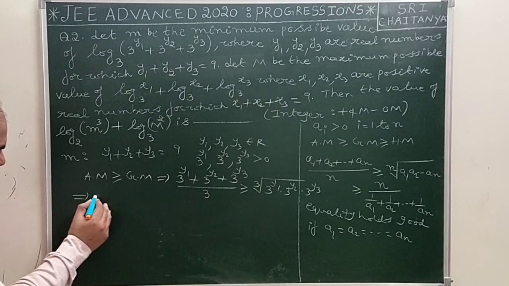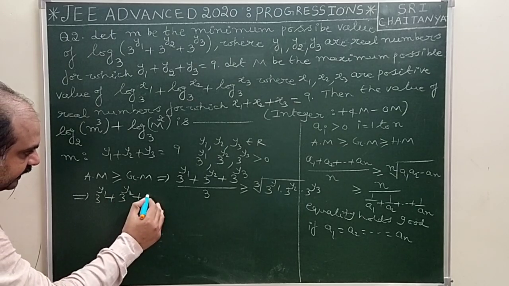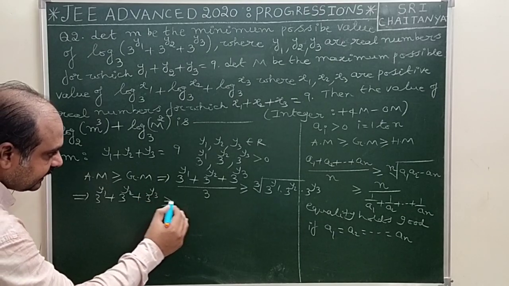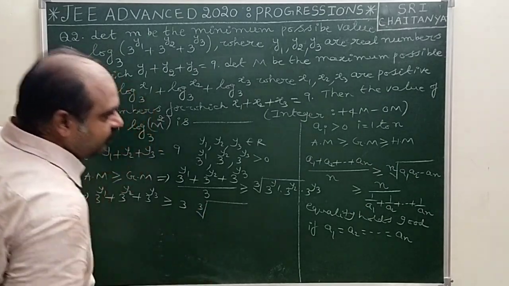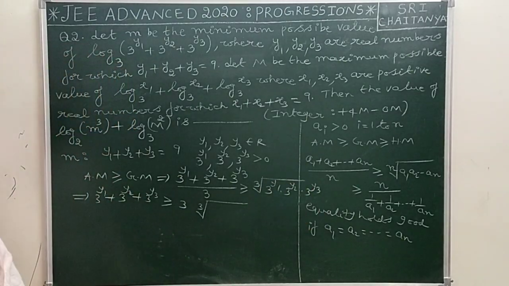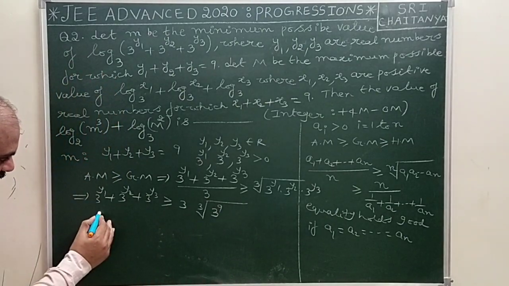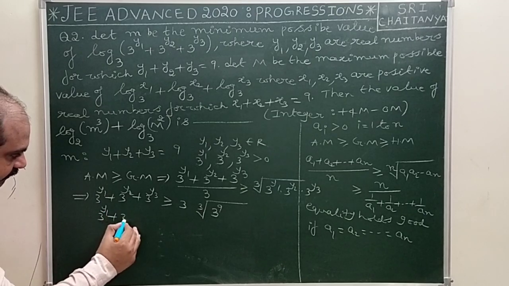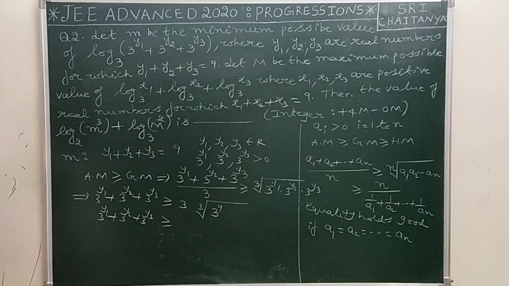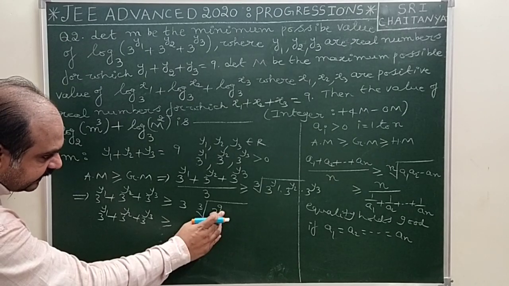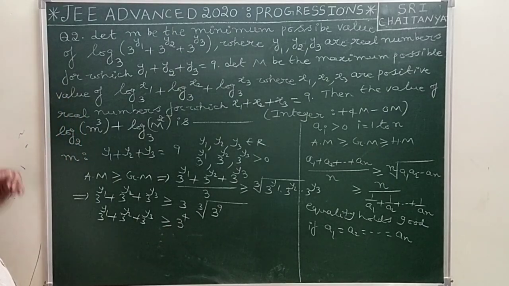Now I will calculate the minimum value of 3^y1 + 3^y2 + 3^y3, which is greater than or equal to 3 times the cube root of 3^(y1+y2+y3), that is nothing but 3^9. So you will get 3^y1 + 3^y2 + 3^y3 greater than or equal to 3 times 3^9 by 3, that means this completely you will get 3 cube, that is nothing but 3^4.